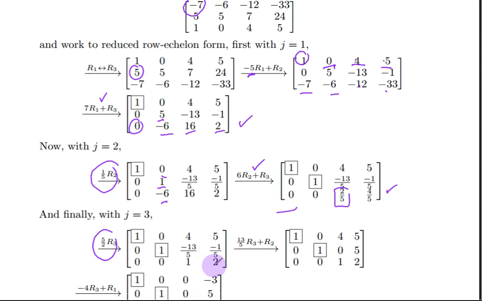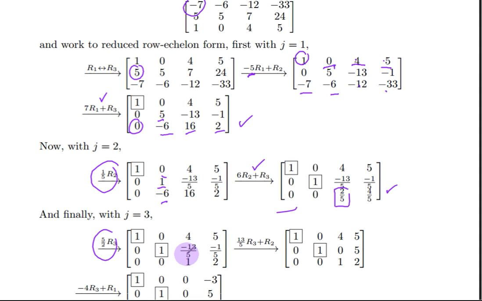Good deal. Not quite done. I need to make these guys into zeros. To make the first guy into a 0, I want to take this first row and use this third row to get rid of the 4. So I'm going to do the first row, and then I'm going to add negative 4 times the third row.